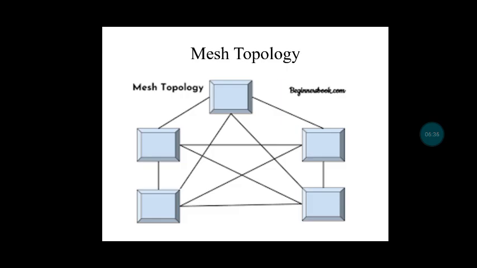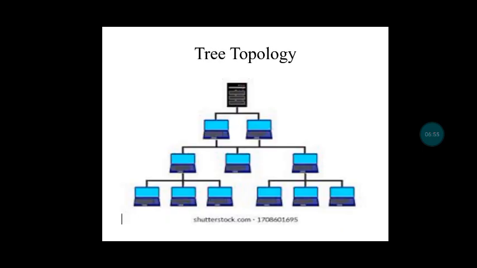The mesh topology is where each node is connected to every node. So data transmission to any node is very easy. More hardware components and cable are used in the mesh topology; this is a drawback of the mesh topology. Tree topology is in a hierarchical form. The root node is connected to two nodes, and those two nodes are connected to multiple nodes.